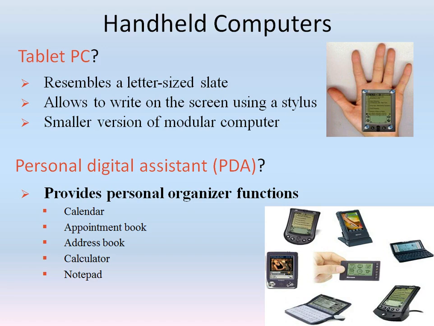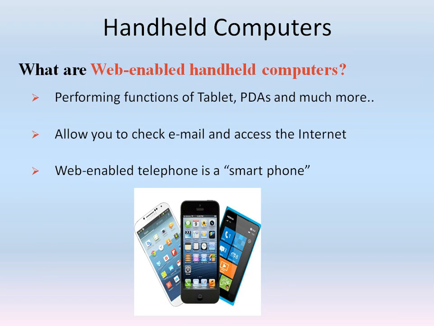Handheld computers: we have tablet PCs, we have personal digital assistants. Usually we don't see these types of computers now because these have been replaced by our smartphones, which are web-enabled handheld computers. So basically, our smartphones are also a form of computer and they perform various tasks of tablets, PDAs, and much more. They allow you to check emails, access the internet. So basically, a web-enabled telephone is a smartphone.